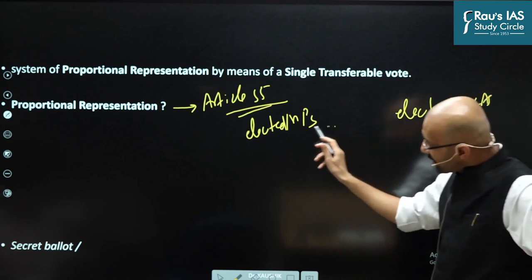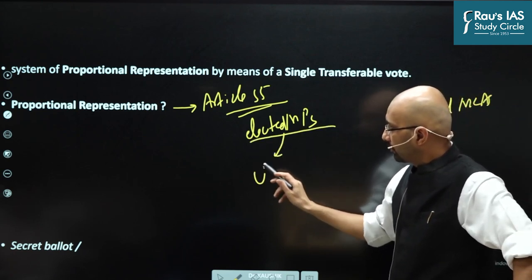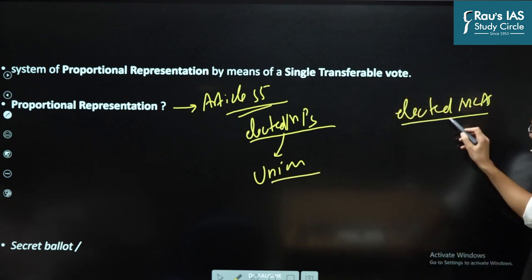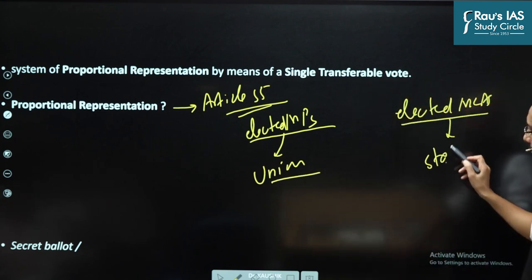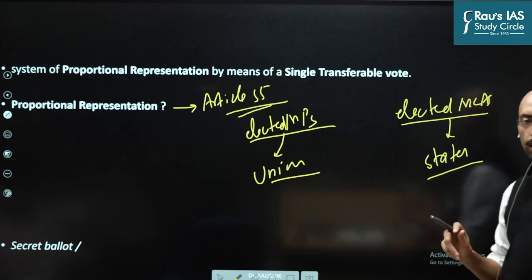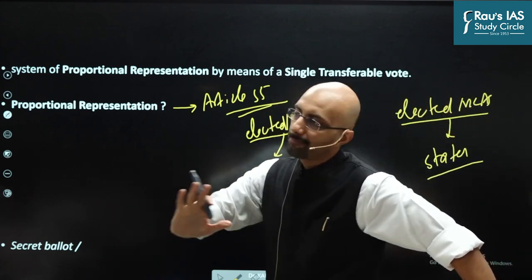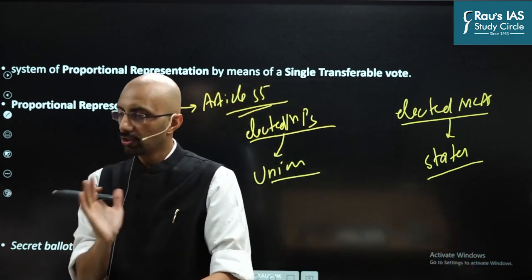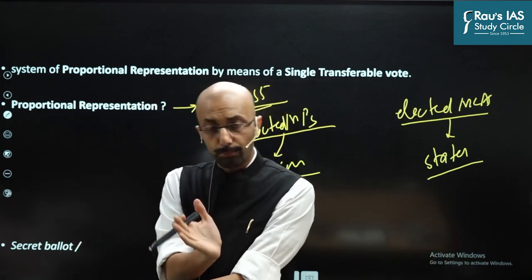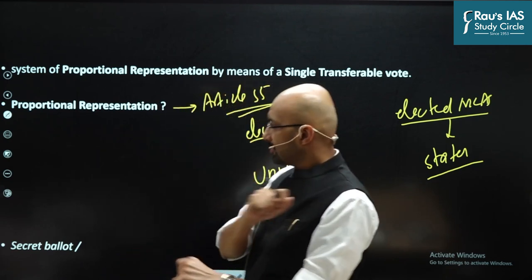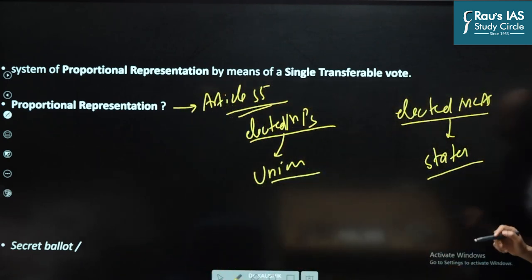Now, the MPs represent the union, while MLAs represent the states of India. So, the President of India should be elected in a way that upholds the federal principle of our constitution. Federation means where the center and states both have a role in the election of the president. First, let us focus on states.